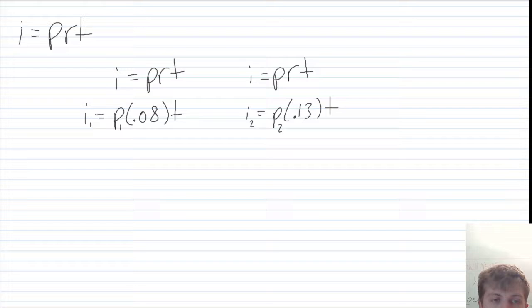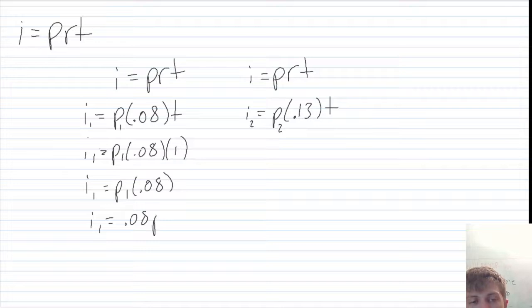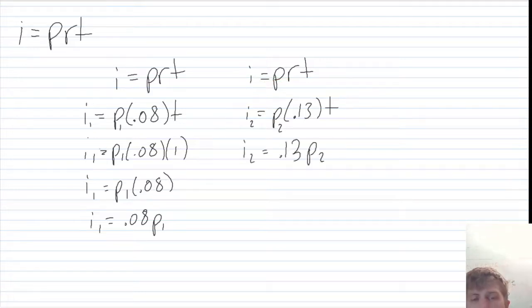So if t equals 1, it multiplies everything by 1, which means we have exactly what we started with, so we can rewrite it without the 1. And the other thing we can do is, since these are being multiplied, we can treat it like a coefficient. So we can write I1 equals 0.08p1, great. And we can do the same type of technique over here, so it's simpler for us. So we can write I2 equals 0.13p2.